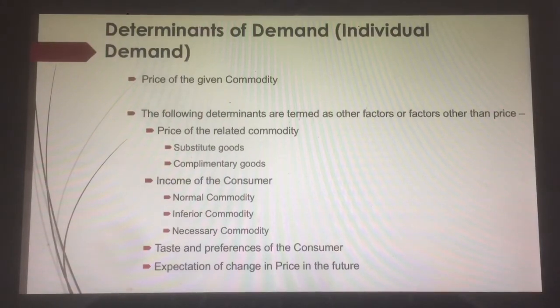Related commodities are of two types: substitute commodity and complementary commodity. If the price of the substitute commodity rises, the demand of the given commodity will also rise. There is a direct relationship between the price of the substitute commodity and demand of the given commodity. For complementary goods, there is inverse relationship between the price of the complementary commodity and the demand of the given commodity. They move in the opposite direction.